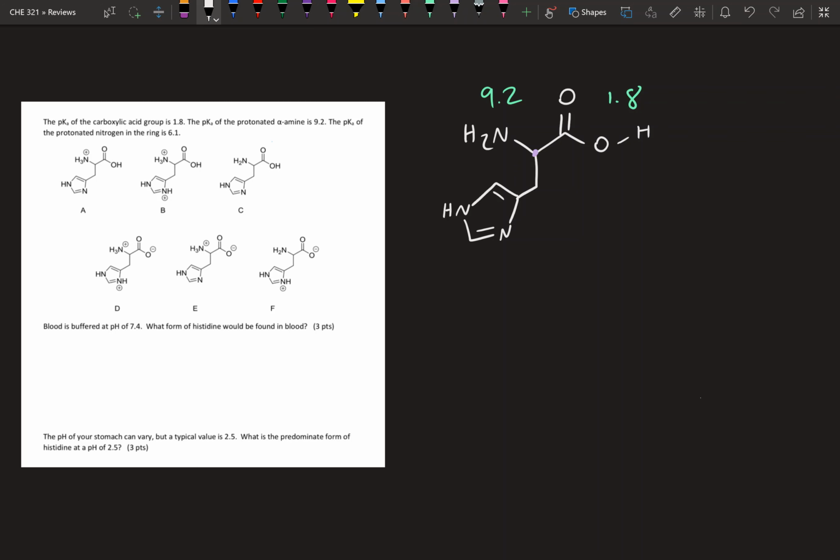In case you didn't know which nitrogen they're talking about, if you look at some of the other choices, you can see that this nitrogen stays the same in all of them. The differences are elsewhere. That's the nitrogen they're talking about, so I'll write 6.1 next to that. And we're given a pH of 7.4.